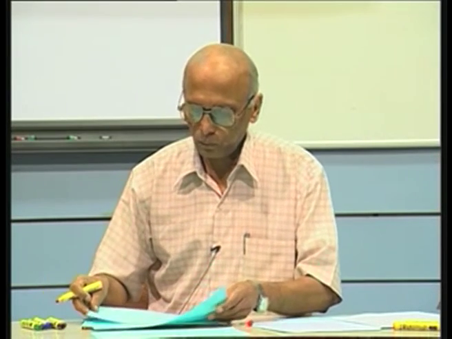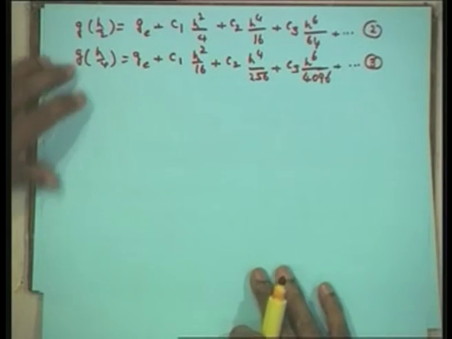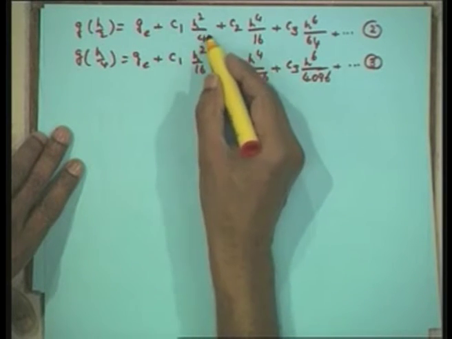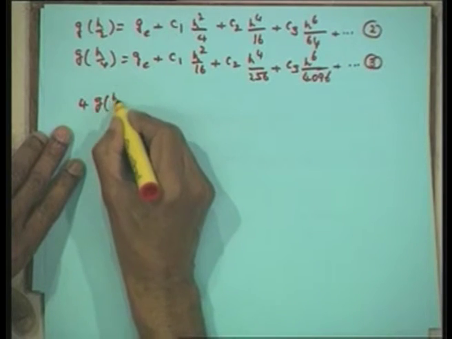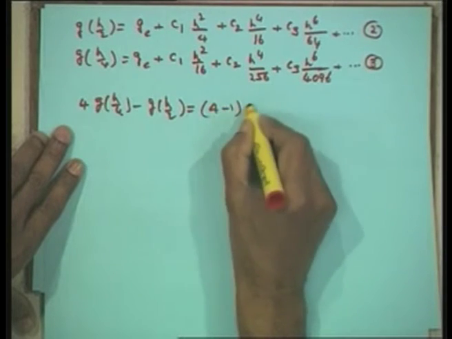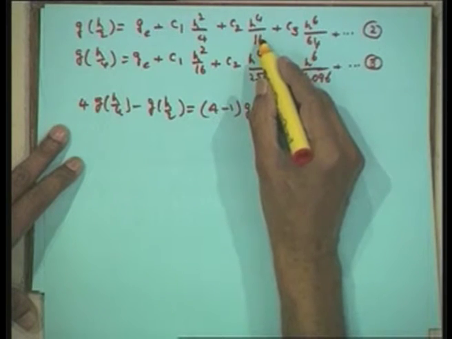Now, I would eliminate similarly C 1 h square from equations 2 and 3. Therefore, again you can see I multiply this by 4, then I subtract this equation, I would then again cancel this. Therefore, I have 4 G h by 4 minus G h by 2, that is 4 minus 1 of G of E. Now, this has cancelled, this is 1 upon 64 minus 1 upon 16.